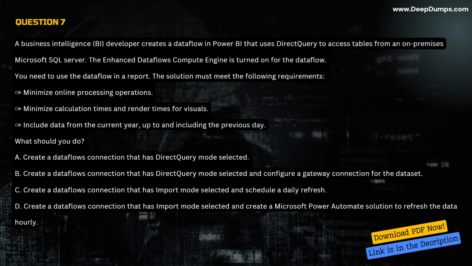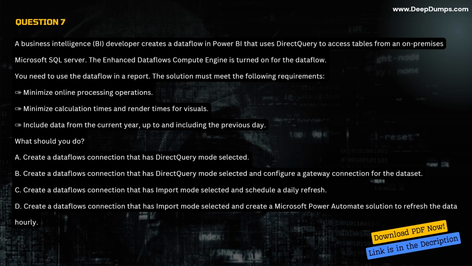Question 7. A business intelligence (BI) developer creates a data flow in Power BI that uses direct query to access tables from an on-premises Microsoft SQL server. The Enhanced Data Flows compute engine is turned on for the data flow. You need to use the data flow in a report. The solution must meet the following requirements. Minimize online processing operations. Minimize calculation times and render times for visuals. Include data from the current year, up to and including the previous day.